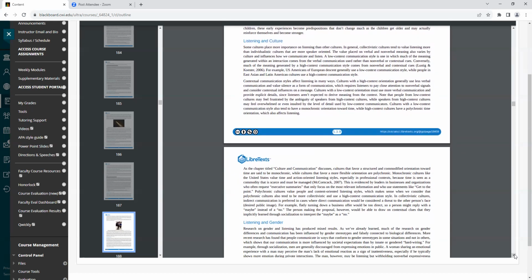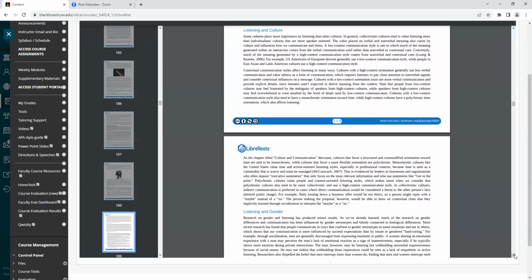Listening and culture. Some cultures place more importance on listening than other cultures do. In general, collectivist cultures tend to value listening more than individualistic cultures that are more speaker oriented. The value placed on verbal and nonverbal meaning also varies by culture and influences how we communicate and listen.